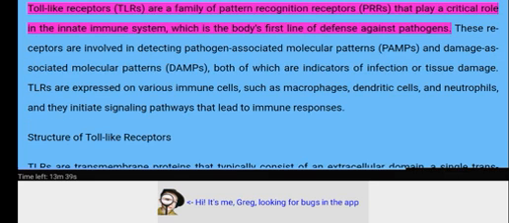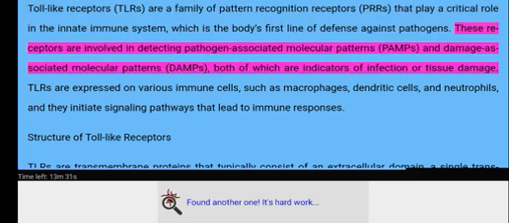Toll-like receptors. TLRs are a family of pattern recognition receptors, PRRs, that play a critical role in the innate immune system, which is the body's first line of defense against pathogens. These receptors are involved in detecting pathogen-associated molecular patterns, PAMPs, and damage-associated molecular patterns, DAMPs, both of which are indicators of infection or tissue damage.